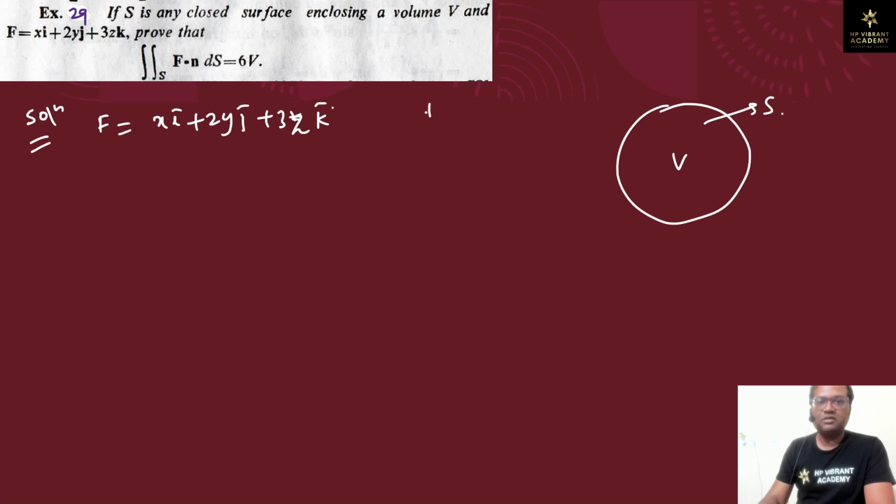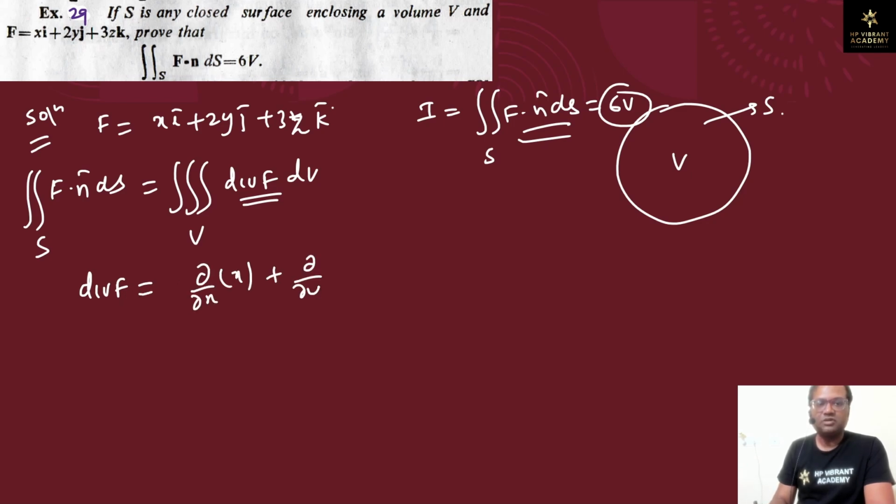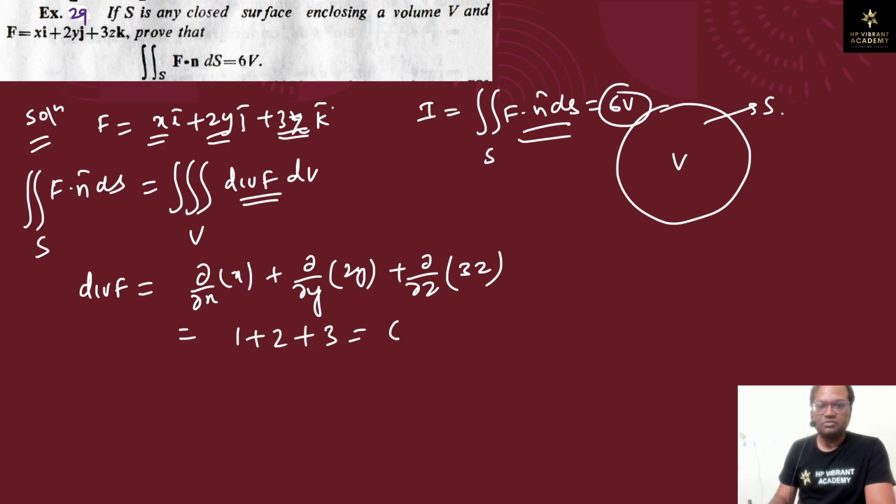Okay, so we have to prove that the value of I, the surface integral of f dot n cap dS, is equal to 6V. This we have to prove. So using the Gauss divergence theorem, the surface integral of f dot n cap dS is equal to the triple integration of the divergence of f dV. The divergence of f will be del upon del x of x plus del upon del y of 2y plus del upon del z of 3z. So this is equal to 1 plus 2 plus 3, which is equal to 6.